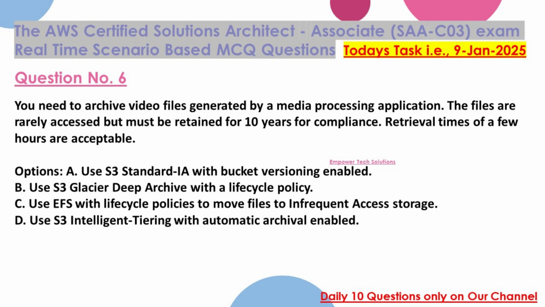Options. A. Use S3 Standard IA with bucket versioning enabled. B. Use S3 Glacier Deep Archive with a lifecycle policy. C. Use EFS with lifecycle policies to move files to infrequent access storage. D. Use S3 Intelligent-Tiering with automatic archival enabled.